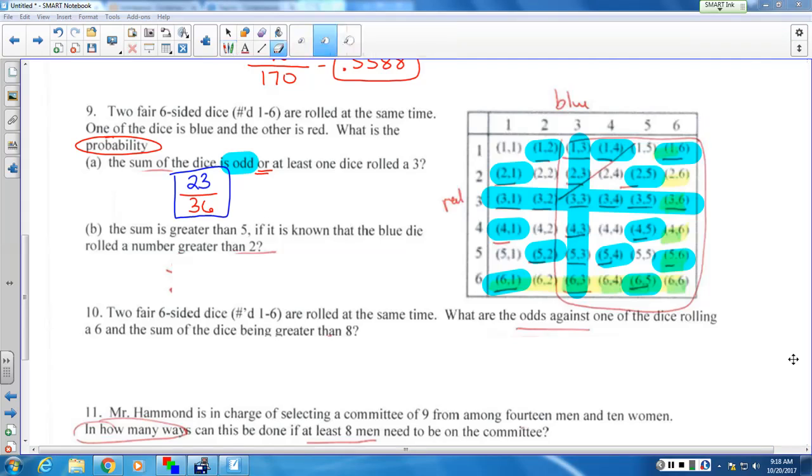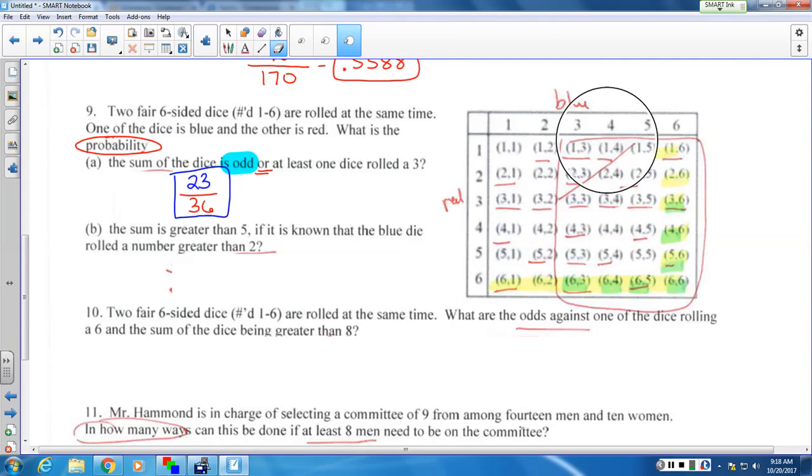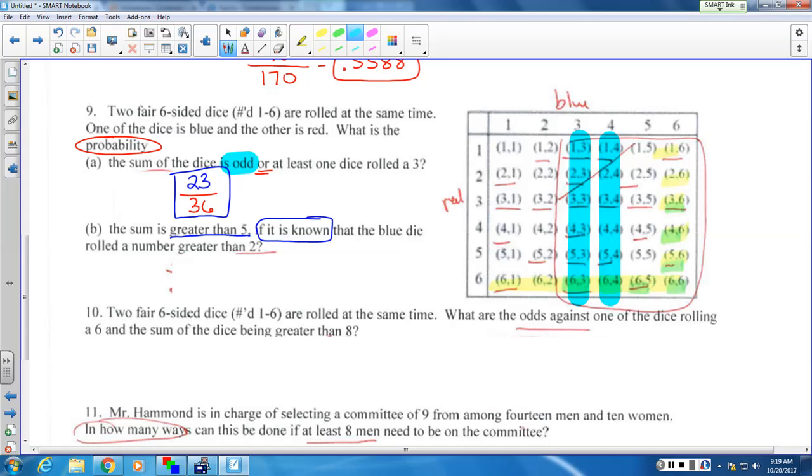Okay. Then I'm going to erase that to do part B. It says, find the probability the sum is greater than 5 if it is known. That changes everything. It's not going to be out of 36. It's going to be out of what we know. We know the blue die rolled a number greater than 2. So if the blue die rolled a number greater than 2, that means it either rolled a 3, 4, 5, or 6. And so instead of out of 36, it's going to be out of these 24.